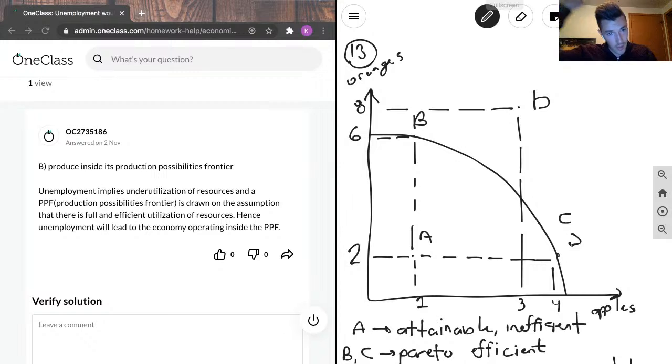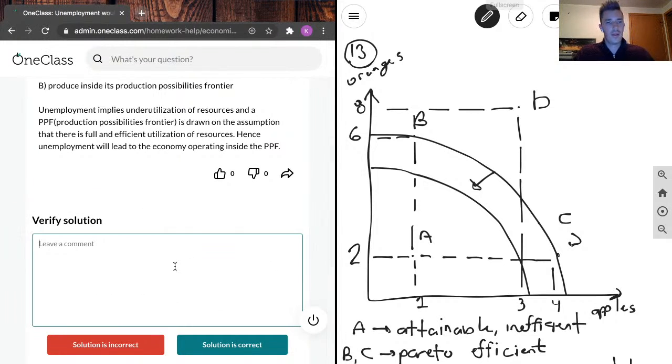Or in this case, if we're talking about an economy, in the case of unemployment, like the question asked, that would result in shrinking of the production possibilities frontier. So the production possibilities frontier is drawn on the assumption that there's full and efficient utilization of resources. If there isn't, then it would cause it to shrink inwards, maybe like this. The production possibilities frontier would shrink in, and then points B and C would become like point D, where it is preferable to the options but is unattainable.